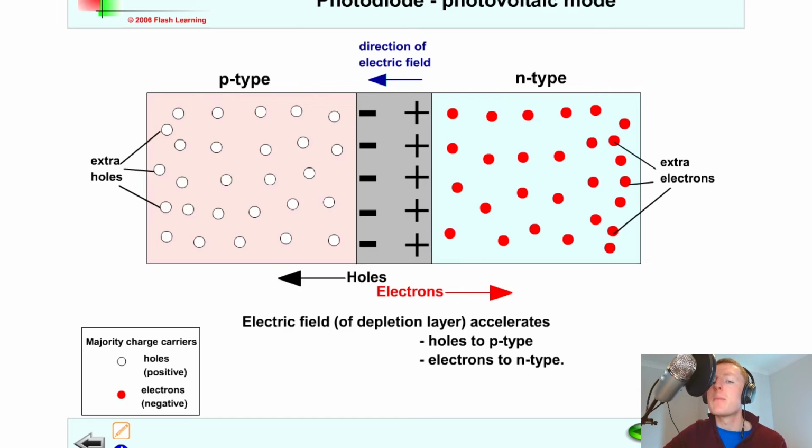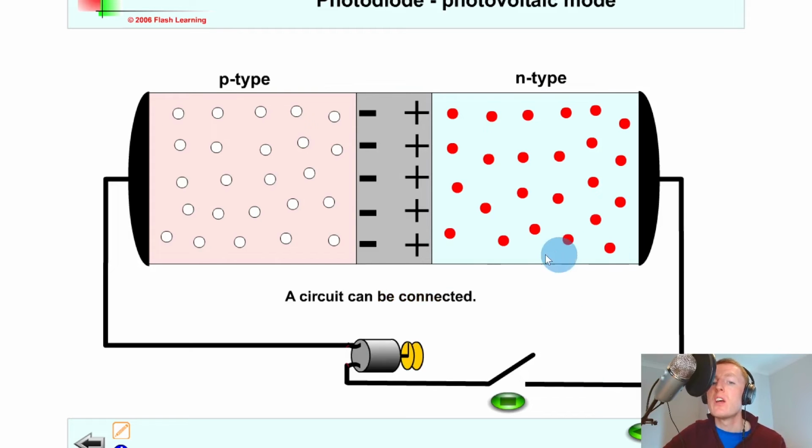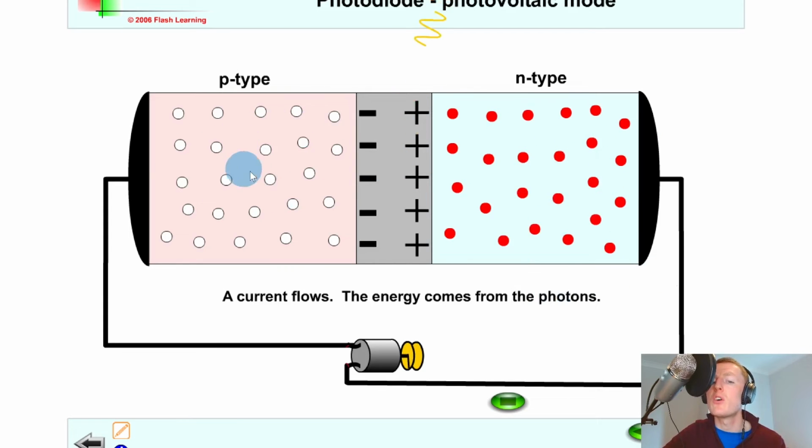And then the final step is to connect this in a circuit. So if you connect this in a circuit and close the switch, look at what happens here. We then get a current flowing. Because we've got extra electrons and extra holes, and therefore extra charges, a current flows and the energy comes from the photons. And this can be used to power different devices in a circuit, such as this motor down here.